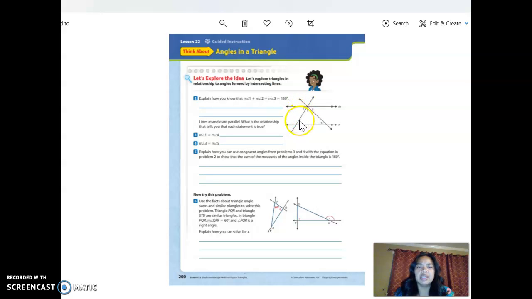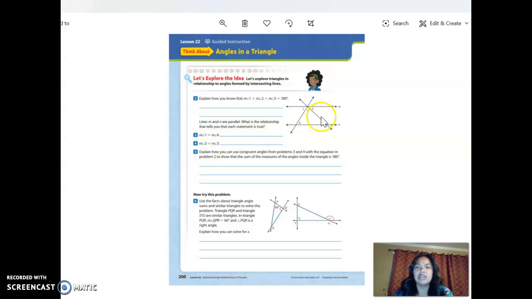Okay. It says line M and N are parallel. What is the relationship that tells you that each statement is true? How do we know that angle 1 and angle 4 are related? Okay, and we know that from the fact that they are parallel lines. These 2 lines are parallel, and it's cut by this transversal. So what angle relationship are 1 and 4 that makes it equal? Okay, and we learned that in the last lesson.